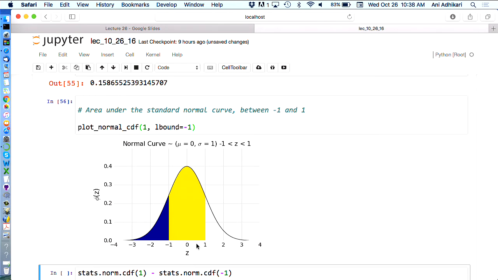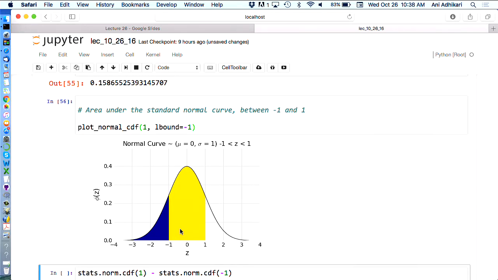Okay, so how do I find that? I've got lots of ways. I know this, right? What's that? 16. What's the blue part? Also 16 by symmetry. So that's 32 on the outside. What's inside? 68. Yep, so 68% are in the range average plus or minus 1 SD, if the distribution is normal.